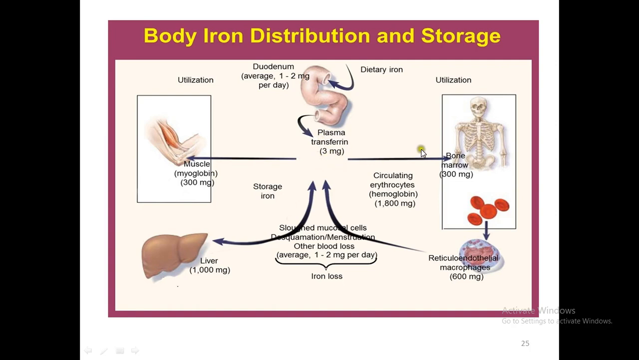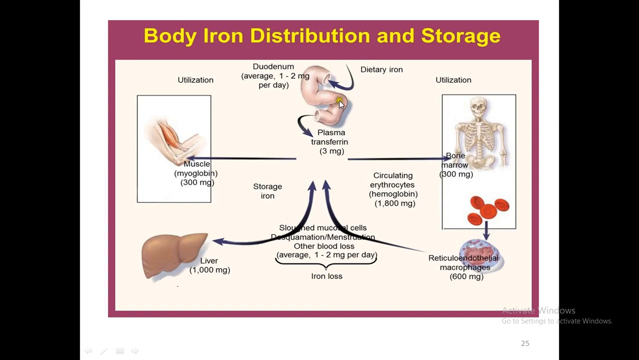From the plasma pool, it goes to the bone marrow, nearly 300 milligrams, so that it can supply hemoglobin to the RBCs, because as we know, in the center of the heme molecule there is iron in the ferrous form. Some of it is stored in myoglobin, and the rest goes and it gets stored in the liver. And how does it escape from the body? Those dead cells from the gut, from the GIT, or from the skin, when they slough off, then they shed about 1 milligram of iron per day.